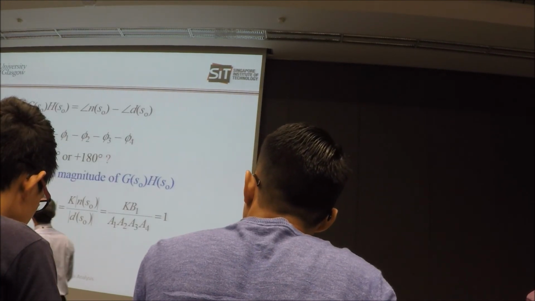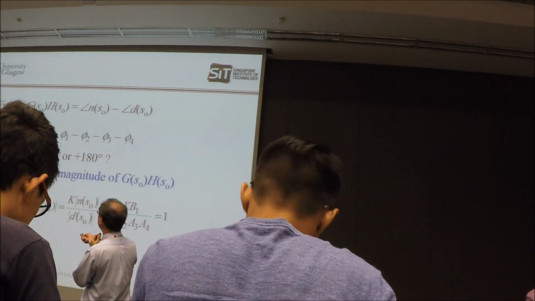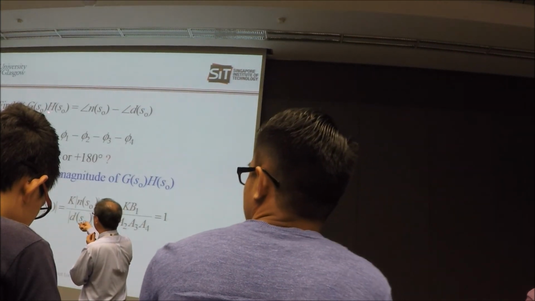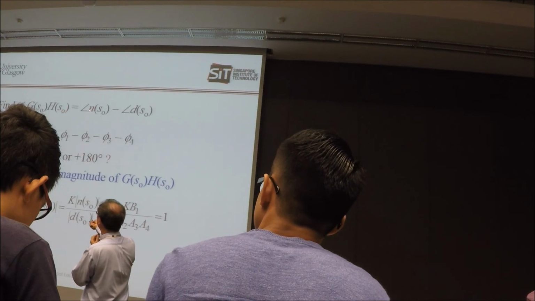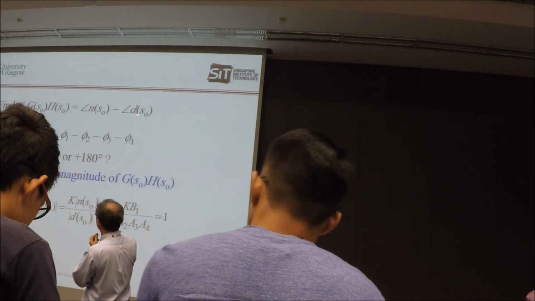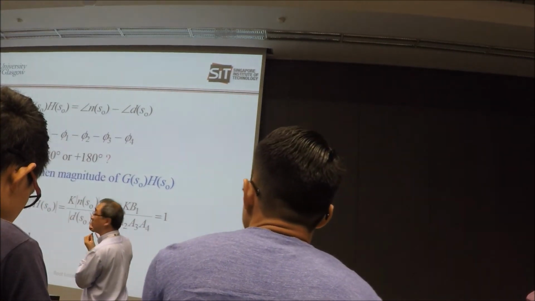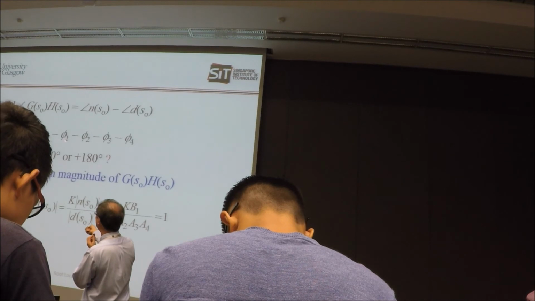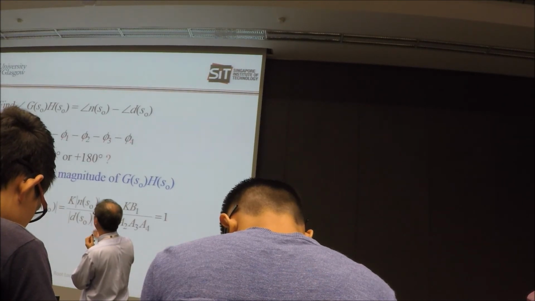Okay, so you can say that if you were to find the angle of the G and H of S0, basically it's just going to be equal to the angle of your numerator minus the denominator. So what is the numerator? Numerator is resulted from the zero, so you have your psi 1, and then you minus your phi 1, phi 2, phi 3, and phi 4.